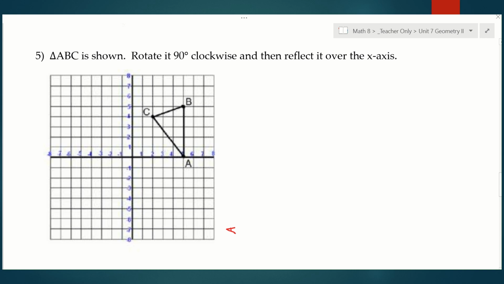So your paper, when you're writing, should look how I'm writing. Okay, so A should now be at 0, negative 5. New B should be at 5, negative 5. And my new C would be at 4, negative 2. So when I turn my paper back, I'm going to plot those points that I just wrote down. So 0, negative 5. Here, that's A prime. 5, negative 5 is right here. B prime. And 4, negative 2.